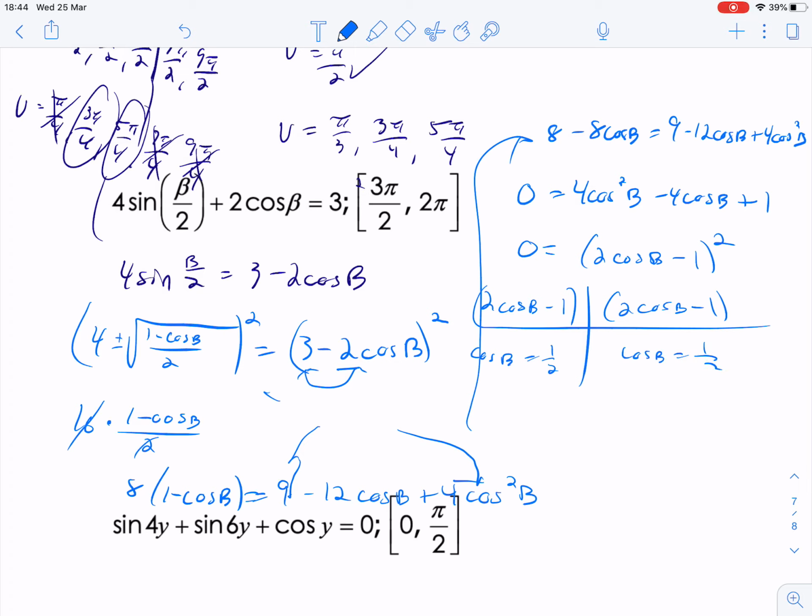And let's see here. What quadrant are we in? We're in the fourth quadrant, which means we're going to have the same answer. B is going to be 5 pi over 3. So just take one of them, don't need both. 5 pi over 3 is your answer.